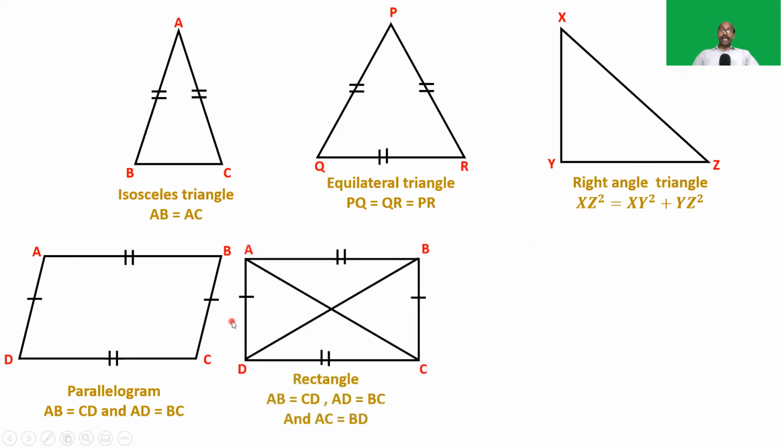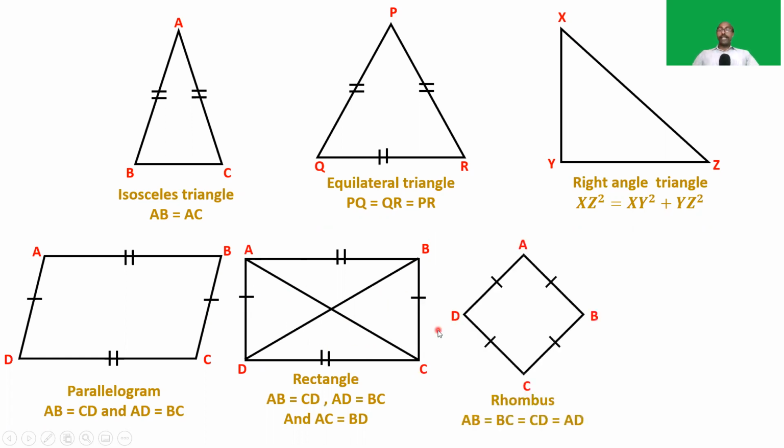And if ABCD is a rectangle, we know that opposite sides are equal as well as the diagonals are equal. That is, AB is equal to CD, AD is equal to BC, and AC is equal to BD. And if ABCD is a rhombus, we know that all sides are equal. That is, AB is equal to BC is equal to CD is equal to AD.